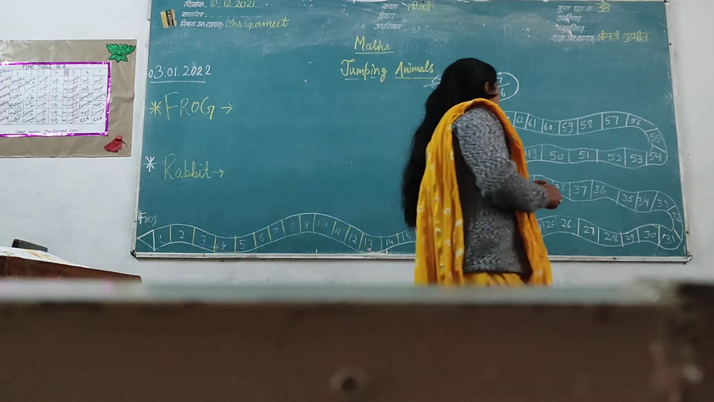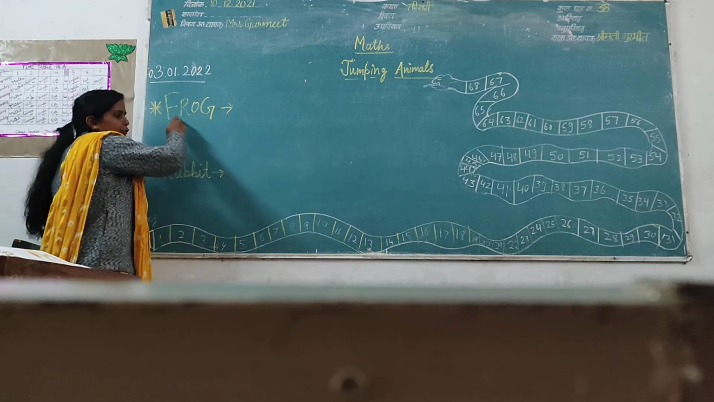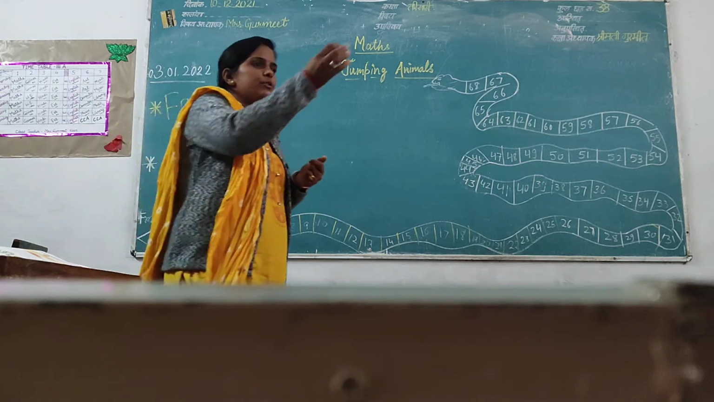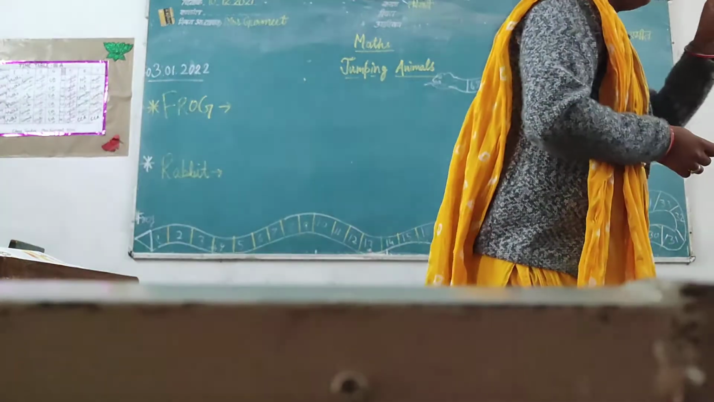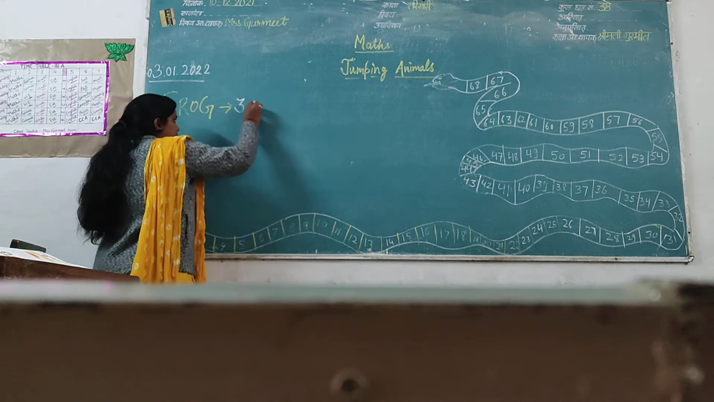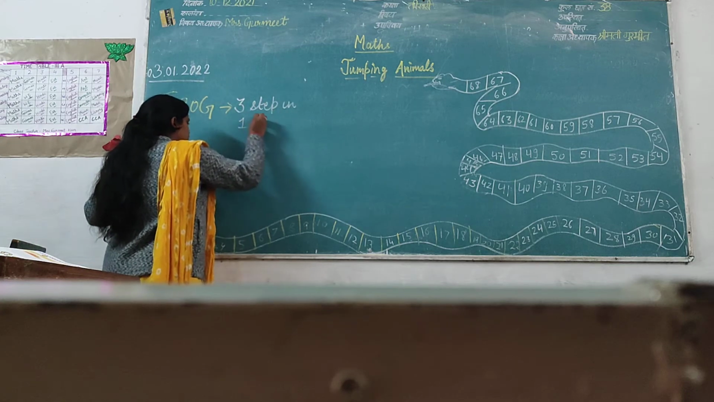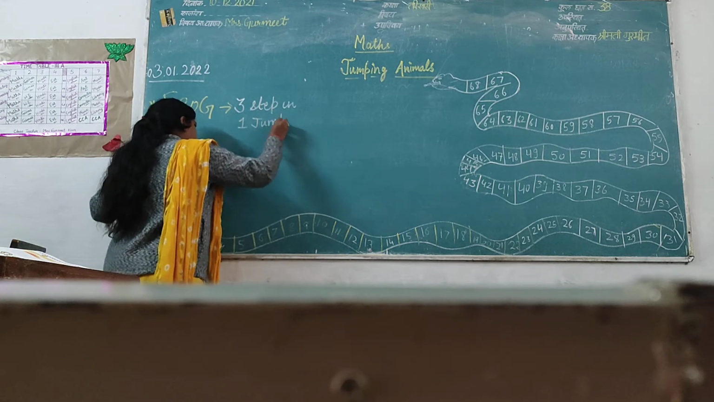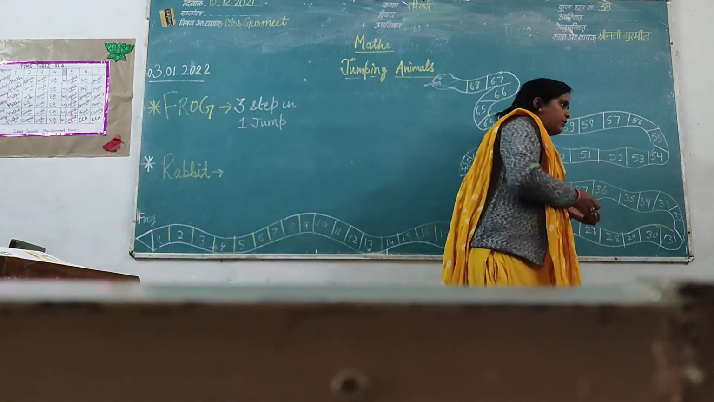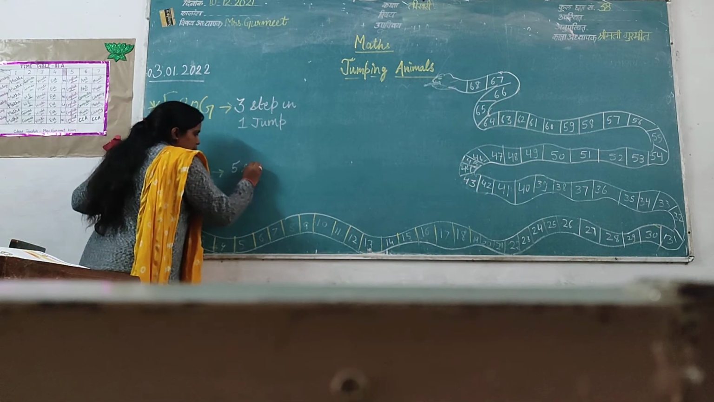tell me how many steps frog covers in one jump? Yes, you can. Three. The frog covers three steps in one jump. Okay. What about rabbit? Yes. Five steps. Very good. Five steps in one jump.